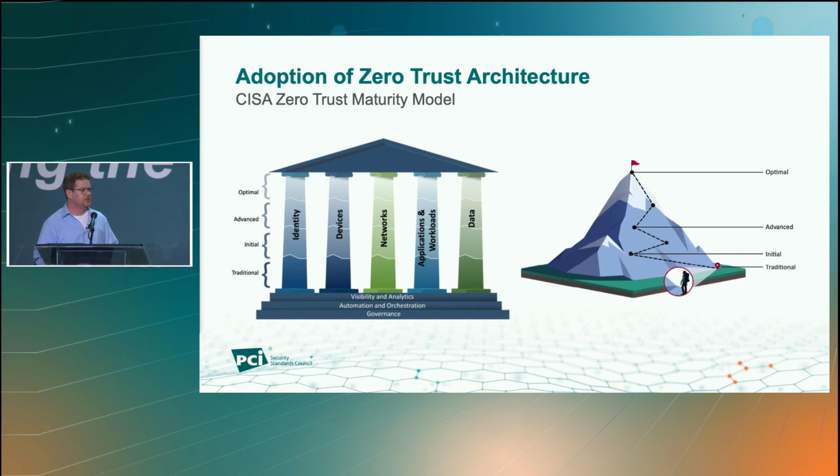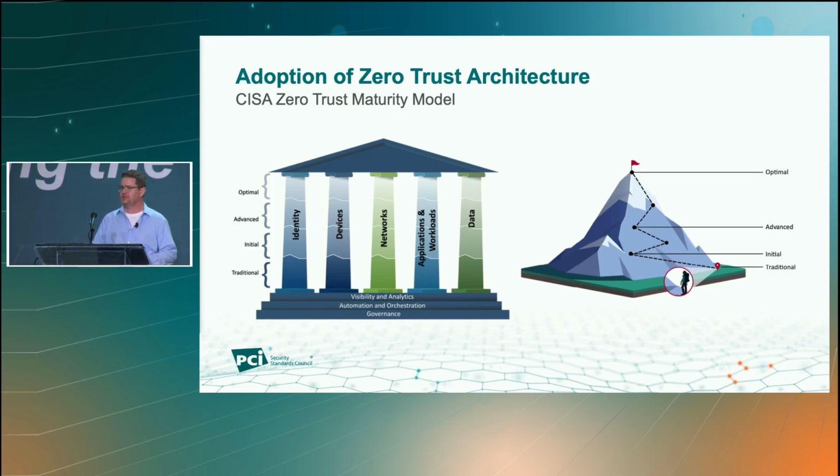The model also includes visibility and analytics, automation and orchestration, and governance for integration within the pillar and across the model. So as you can see from this diagram on the right, the journey to zero trust adoption is absolutely a journey, allowing organizations time to plan and implement zero trust.